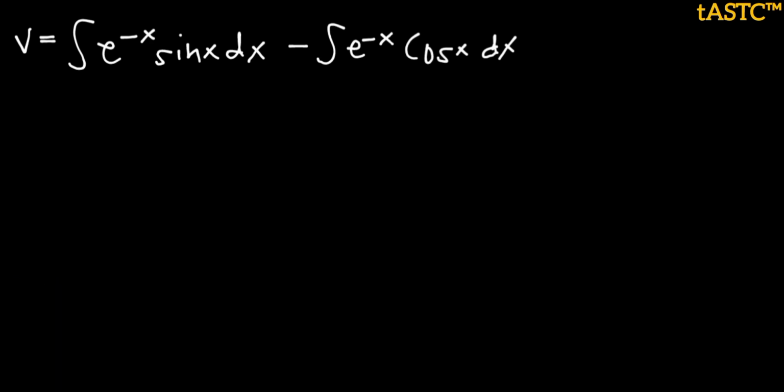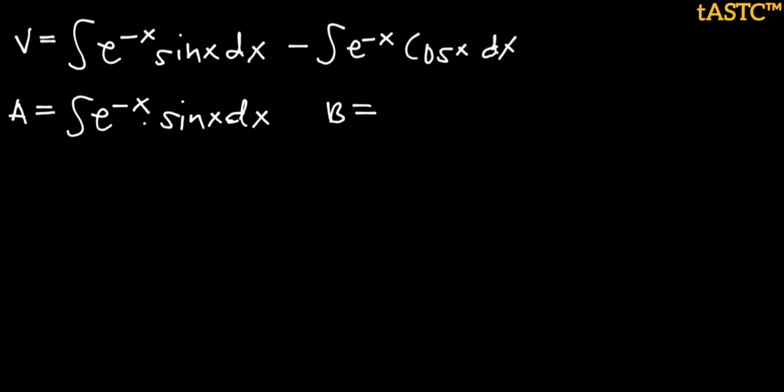Now the first thing I'm going to do is let A be equal to the integral of e to the negative x multiplied by sine x dx. Okay, so let us work this. Now B, before we work it, let us just find out B.